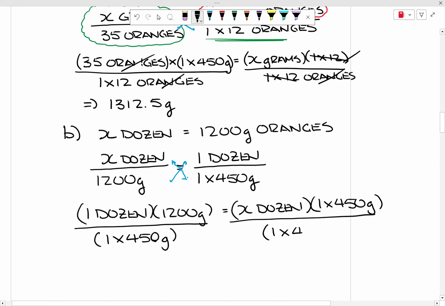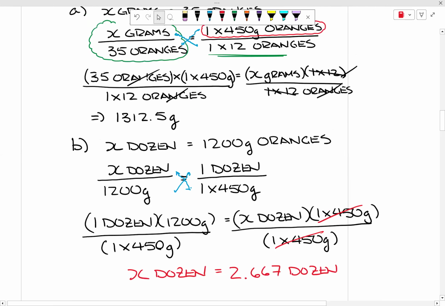One times 450 grams. And so what you have is the cancellation here, and you solve for X dozen is equal to 1 times 1,200 divided by 450, and that would give you 2.667 dozen.